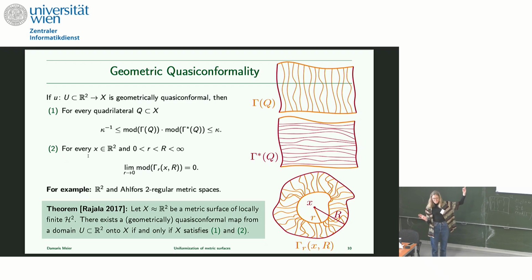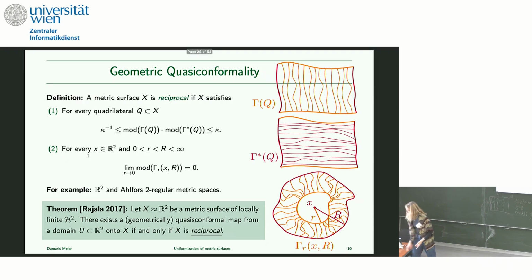One direction we did, it's easy. Once we have the existence of a quasi-conformal parametrization, we automatically get these two conditions. But he showed that indeed these conditions are sufficient for the existence of such a parametrization. And he calls such a surface reciprocal. The word comes from the fact that in Euclidean R2, the product of these two moduli is just 1, so one is the reciprocal of the other.